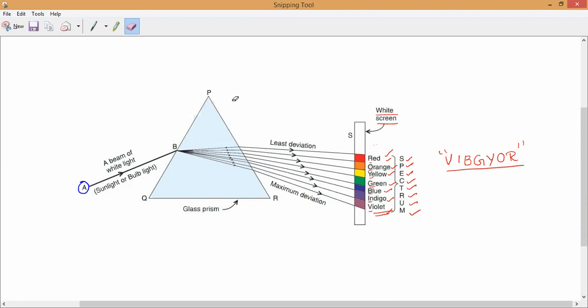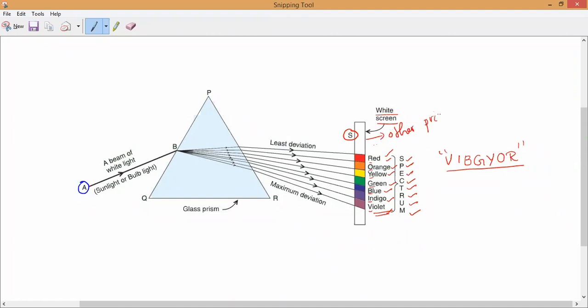Now this beam of white light will start splitting into 7 different colors on entering the glass prism, and forms a broad patch of 7 colors on a white screen, which is placed on the other side of the prism. What is the screen called? Yes, a white screen, placed on the other side of the prism.